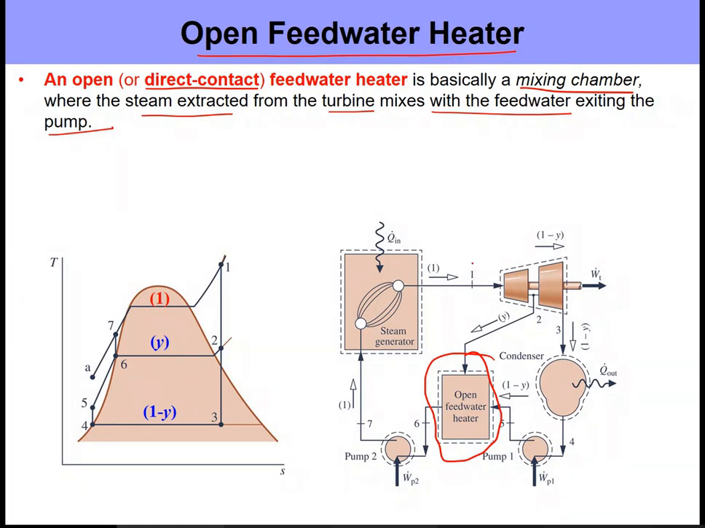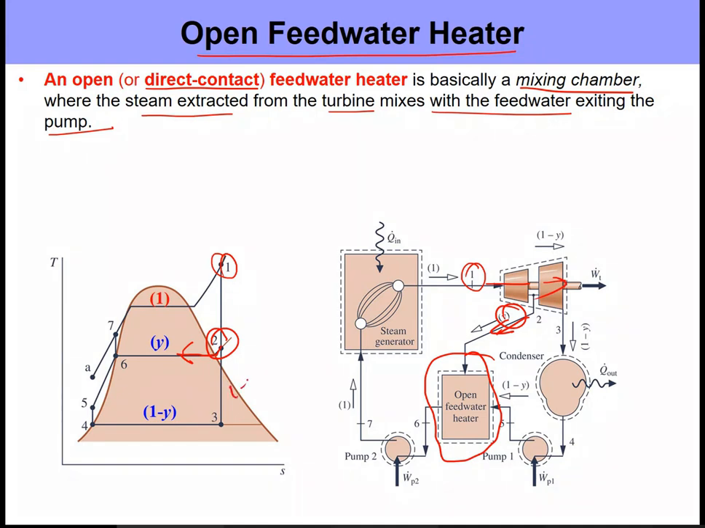So let's start at state one. You start at state one, you do the expansion, and the expansion to state two is perfectly normal, like the one we always do. Now at state two, we separate the outputs. We send a fraction of the steam, which is still superheated, towards the feed water heater. This is the part, fraction y, going to the feed water heater. The rest we continue to expand.